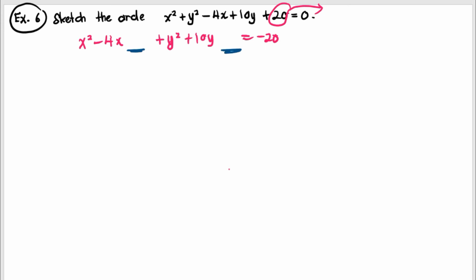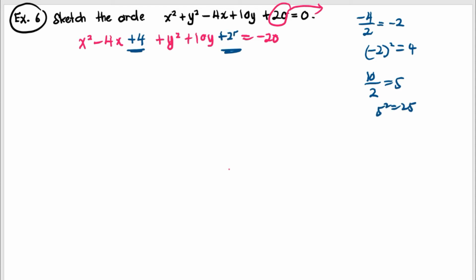Next, you have to find a number to fill out here, all right? So what number should be filled here? You take that -4, you divide with 2, you get a -2, and then you square this -2, you get a +4. So you have to add 4 here, always positive, all right? So what about this one? You take this 10, you divide with 2, you get a 5. So 5 square, you get a 25. So you add 25 here. But recall that when you add 4 and 25 on the left side, therefore you have to add 4 and 25 on the right side, so that the equation now is balanced.